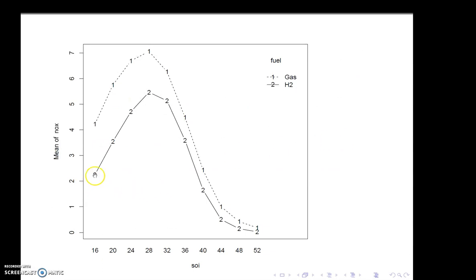So we do see at the lower SOI, like Gary said, we see a greater effect, a higher mean value of the NOx. We see very much a polynomial type effect for the relationship between NOx and SOI. That is true for gas, that's line 1, and H2. Okay.